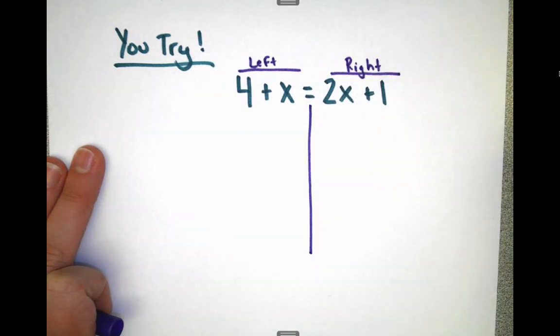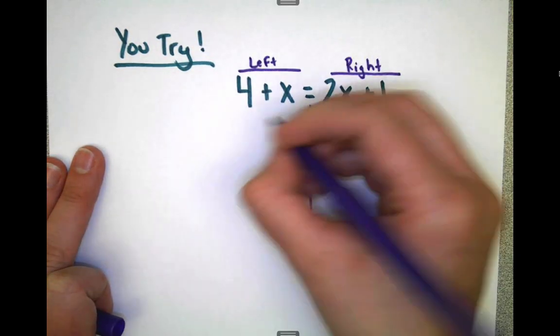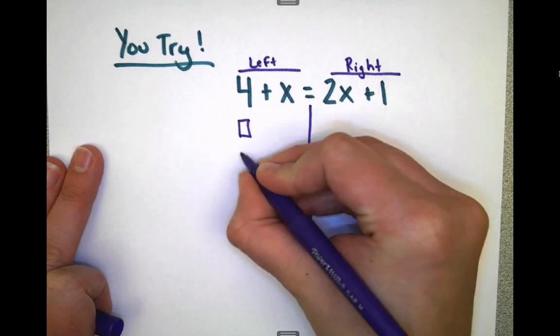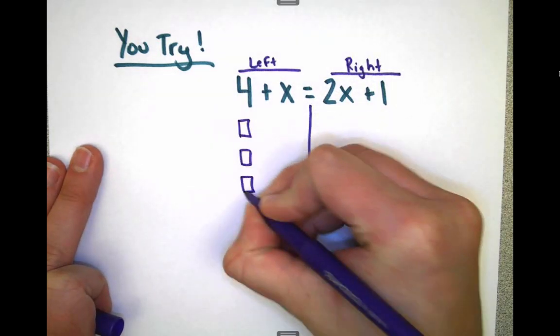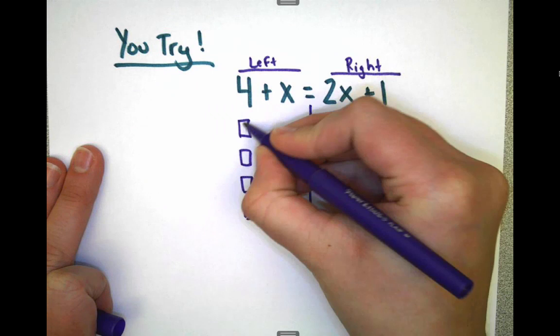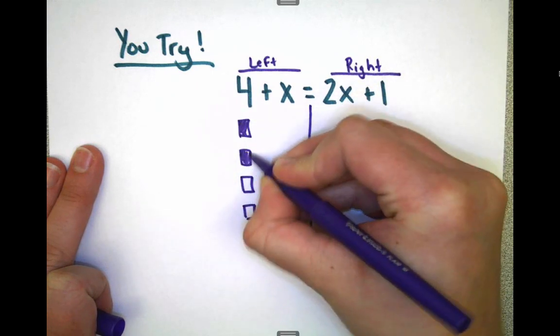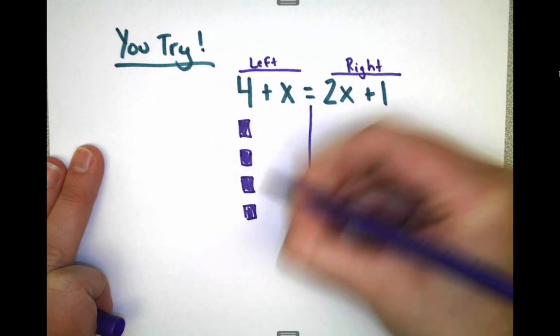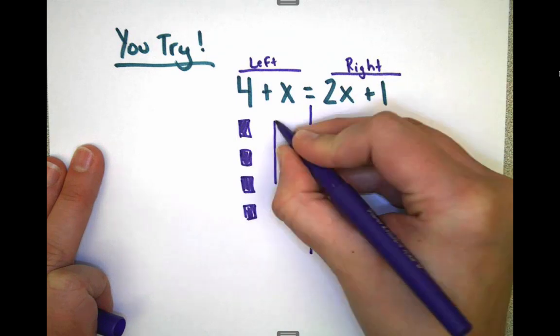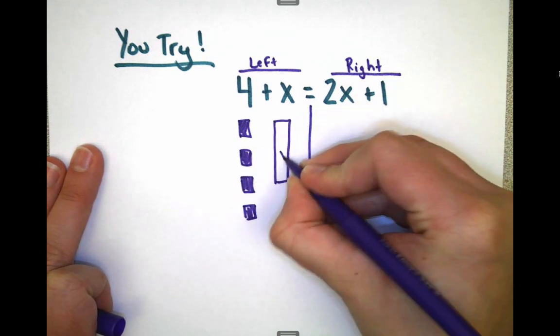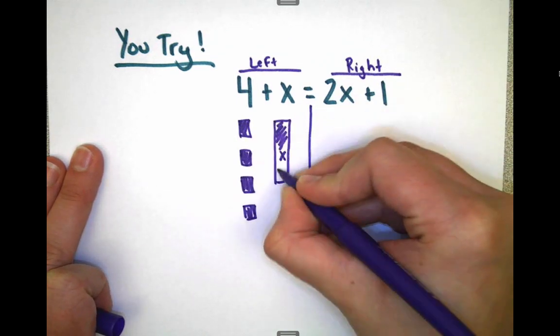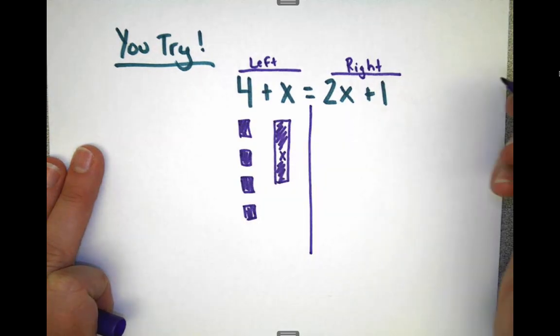And on the left, we have 4 plus x. So we're going to draw the 4 units, 1, 2, 3, 4. And they'd be positives. I don't see a negative sign. So there's my 4. And then plus x means I'm going to draw an x. Looks like this. I'll shade it in. And it equals 2x plus 1.